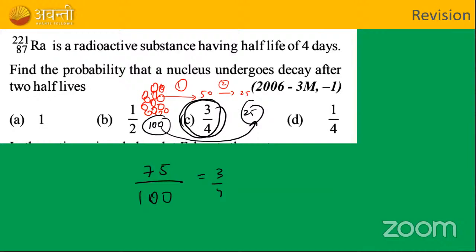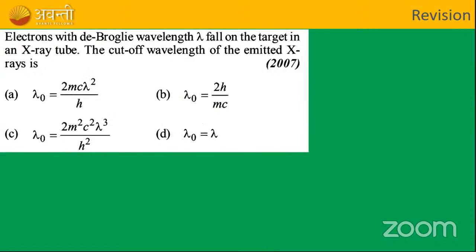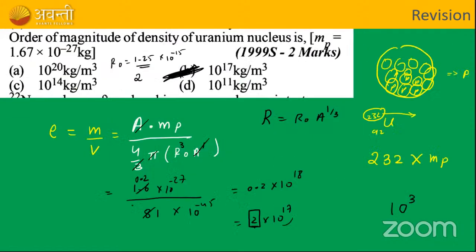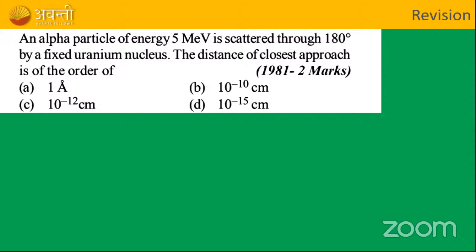Right. Okay, so I'll just wind it up again. There were hundreds of particles. After two half-lives, 100 becomes 50, 50 becomes 25. So the total number of particles which have decayed is 75, and the initially available number was 100. So probability is the number of favorable cases by the total, 75 by 100, which is 3 by 4. You get option C as the right answer. Right? Okay. And the last question for the day, students.